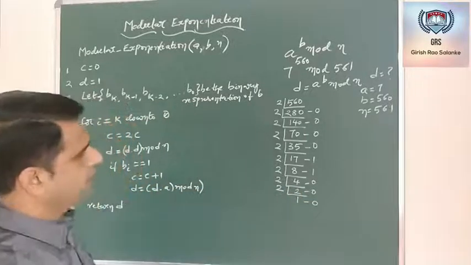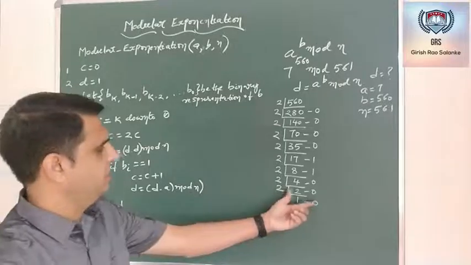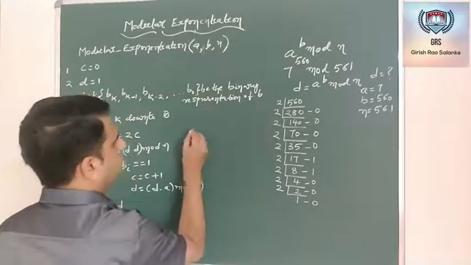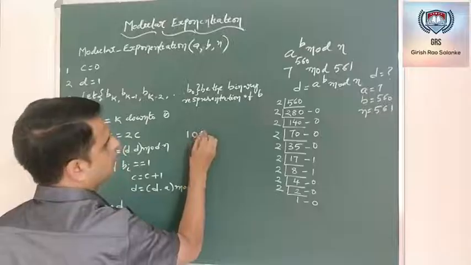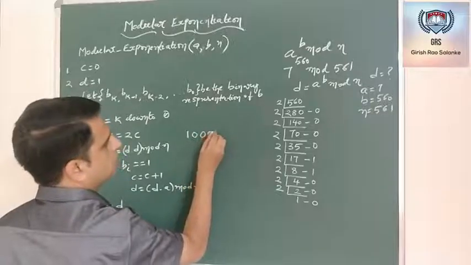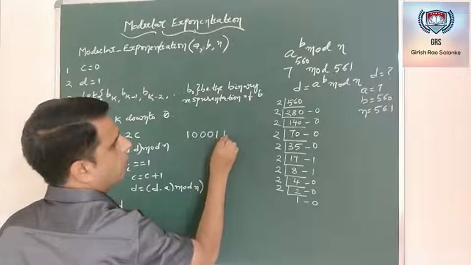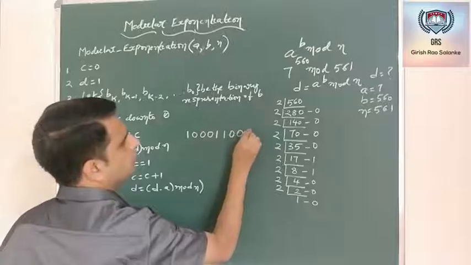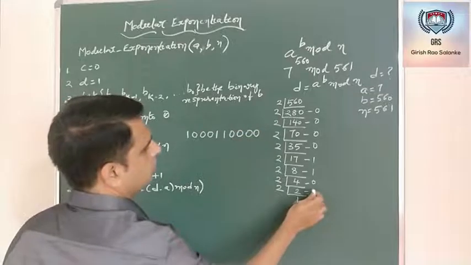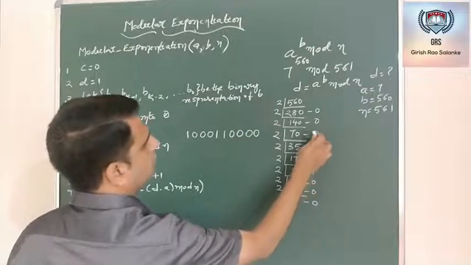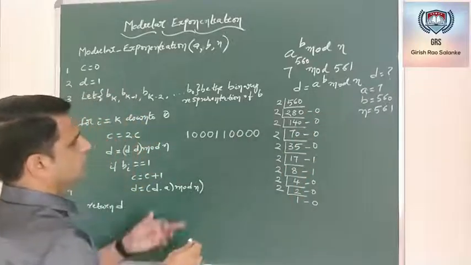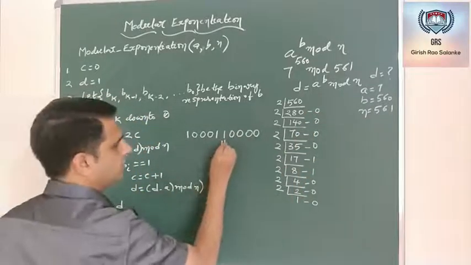Now what is the binary representation of this? The binary representation of this is 1, 0, 0, 0, 1, 1, 0, 0, 0, 0. After the one, how many zeros? 1, 2, 3, 4. 1, 2, 3, 4. So note that this is the binary representation.